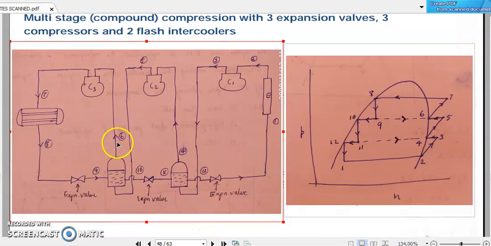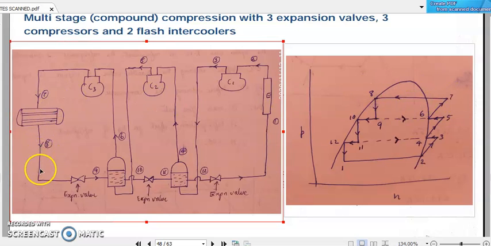Then followed by 6 to 7. 6 to 7 is the third level of compression, an isentropic compression process, represented as an inclined line in the pressure enthalpy diagram. Then 7 to 8 is our normal condenser process, or heat exchanger process. 7 to 8 is a constant pressure heat rejection happening at the condenser, so it will be a horizontal line in the pressure enthalpy diagram.